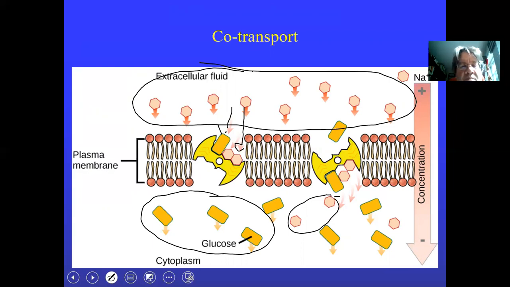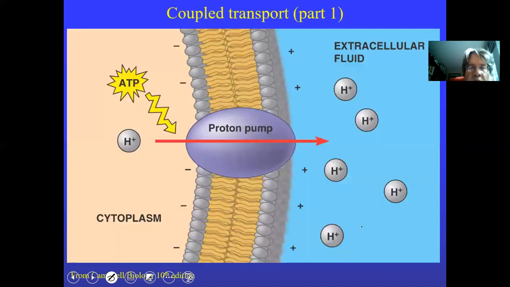This doesn't require ATP because the sodium is moving down its concentration gradient. But it's still energy use because the concentration difference between the sodium on the outside and the inside is high. So the natural energetic state is to have the sodium move down its concentration gradient. So you're coupling this diffusion of sodium with diffusion of glucose against its concentration gradient. That's called co-transport.